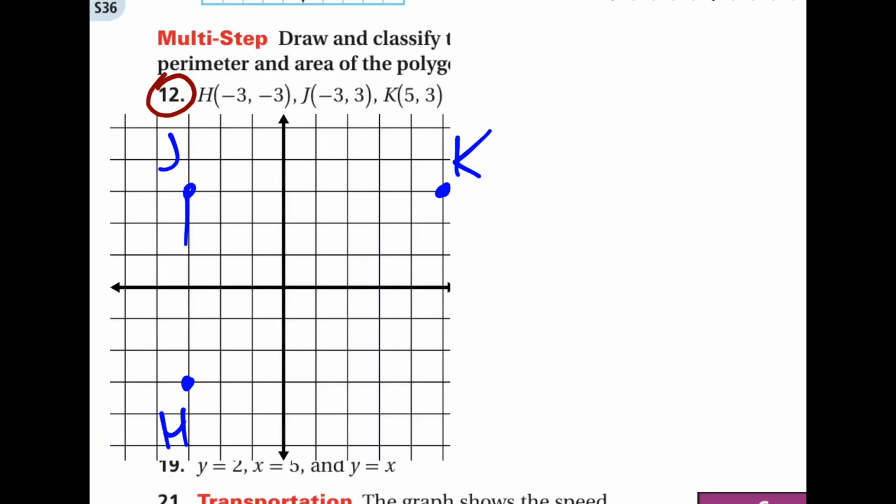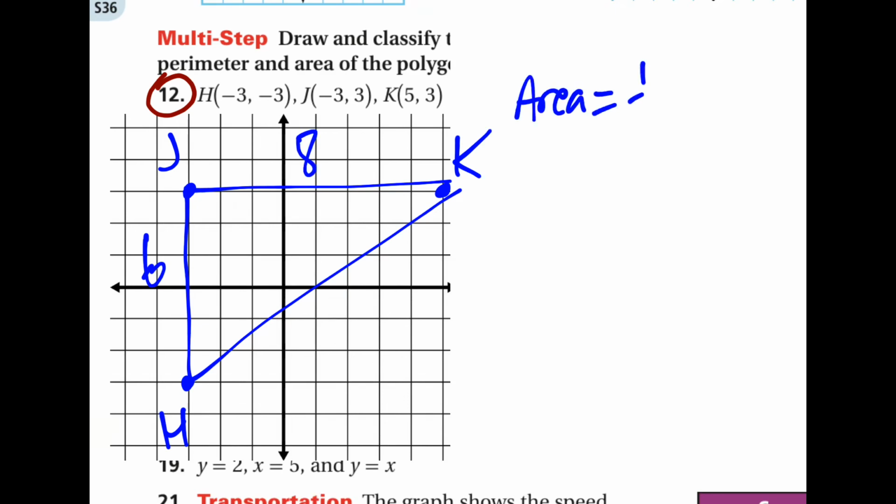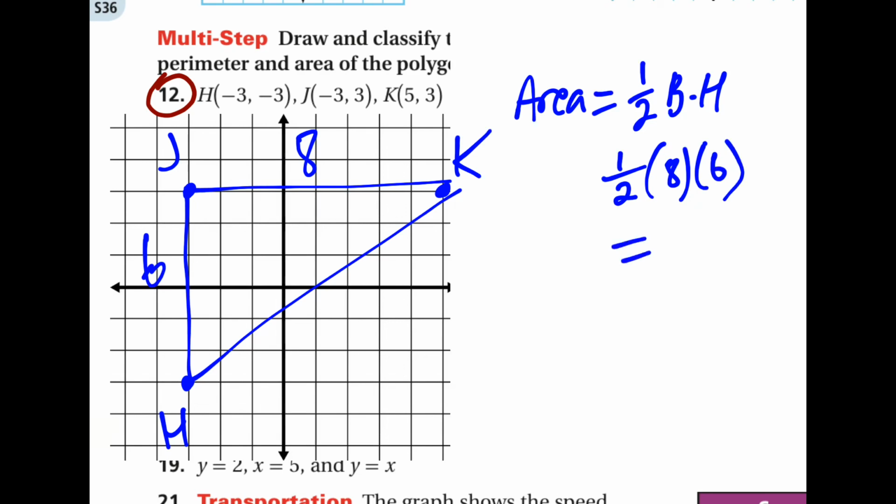For number 12, we're looking at a right triangle. I can count. This height is going to be 6. This distance is going to be 8. Area of a triangle is going to be 1/2 base times height. So it's going to be 1/2 times 8 times 6. So 48 divided by 2 is going to be 24 units squared.